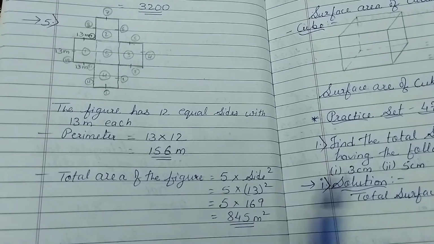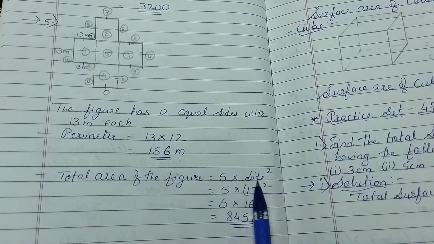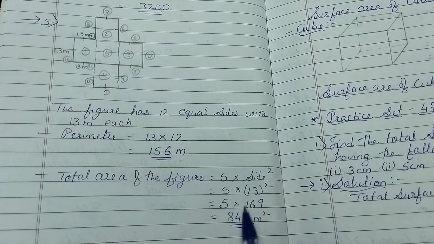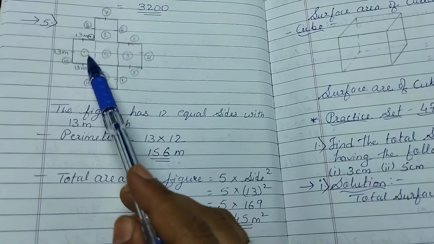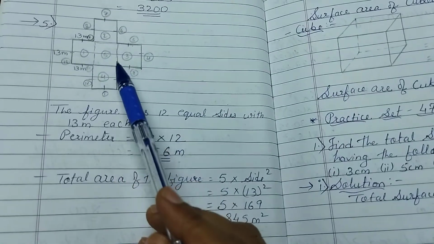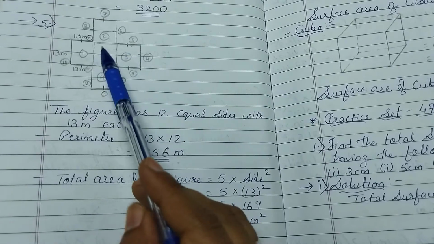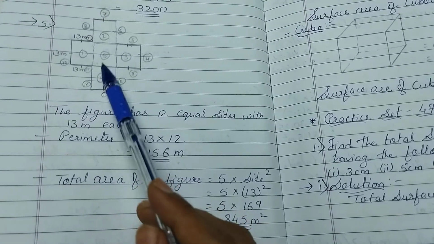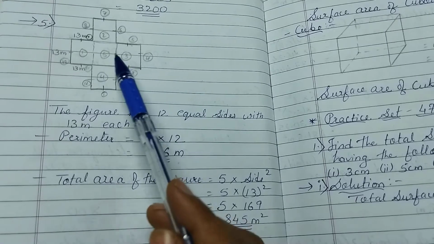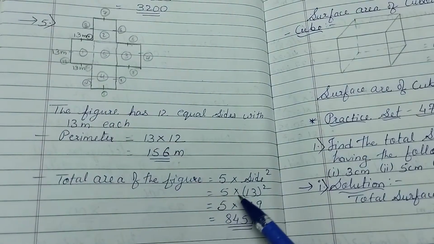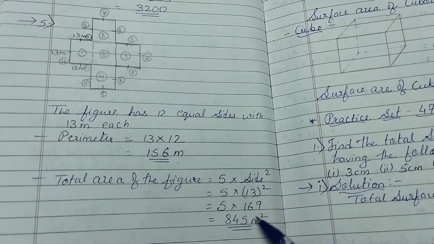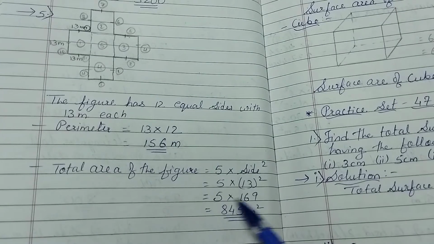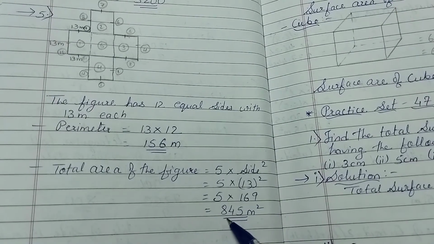Now let's see the total area of the figure. So 5 multiplied by side square. Total area of the figure we have to see. So how many boxes are there? As you can see this one box, 1, 2, 3, 4 and 5. That means 5 boxes are there. All sides will be equal, so it is a square box, so you will use side square. So 5 multiplied by side square, which is 13 square. So 5 as it is, and as you know, 13 square will be 169. So when you multiply these two, you will get 845 meter square.